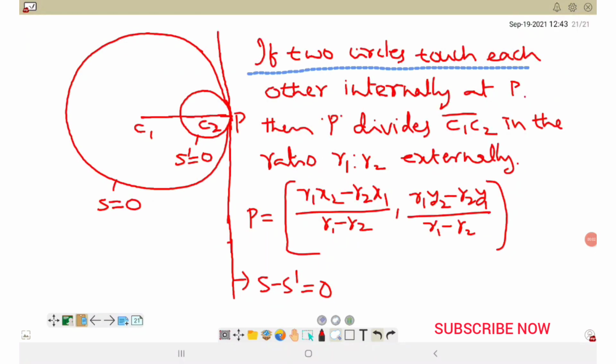If two circles touch each other internally at P, then P divides C1 C2 in the ratio R1 is to R2 externally. Here P is the point of contact. So P is equal to R1 x2 minus R2 x1 by R1 minus R2, comma, R1 y2 minus R2 y1 by R1 minus R2. And the equation of the common tangent at P is S minus S dash equal to 0.